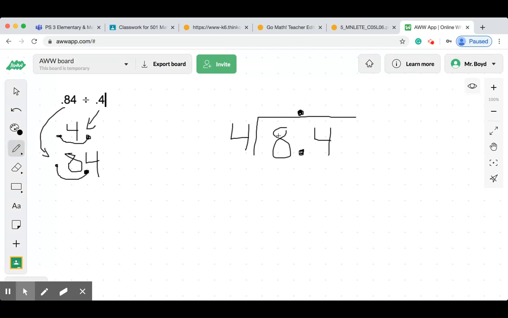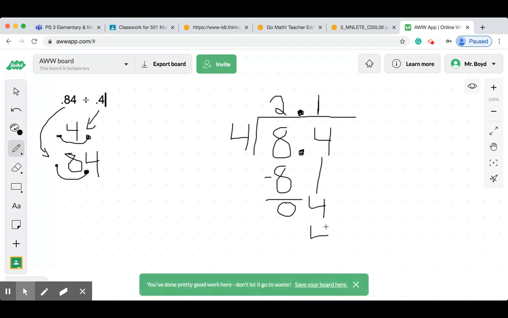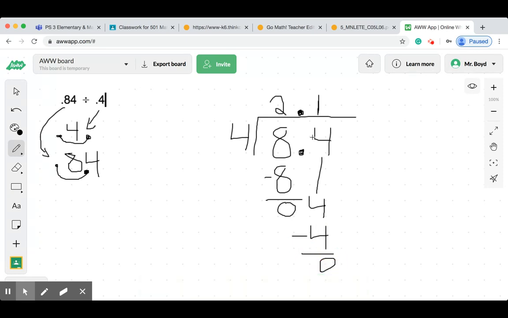So the first number I'll look at is 8. I can break 8 into 4 groups 2 times. I know 4 times 2 is 8, so I will subtract 8. I will have a remainder of 0. I will then bring down my 4. I can break 4 into 4 groups 1 time. I know 1 times 4 equals 4, so I will subtract 4. And I again will have a remainder of 0. So I know my answer will be 2 1/10.